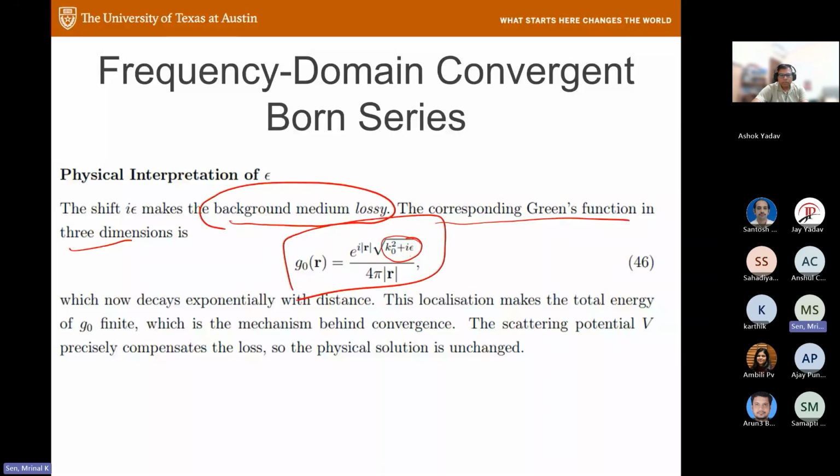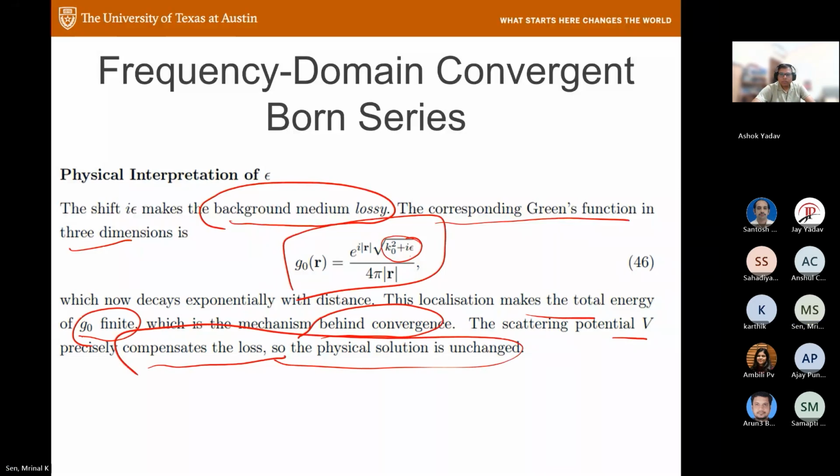And if you did that, then your series actually does converge. What that does is it localizes the total energy, and that becomes finite, which is the mechanism by which it converges. So the scattering potential precisely compensates the loss. This claim, I'm not sure. Numerically, we're seeing some differences in the solution, but this is a pretty decent paper in electrical engineering that we are working on. I'll show you some examples.